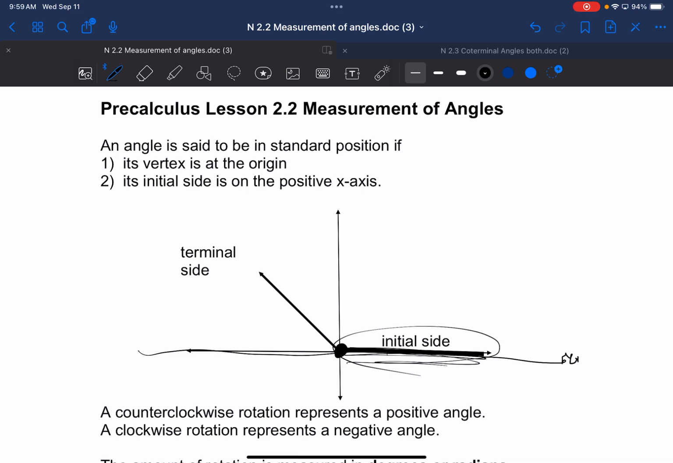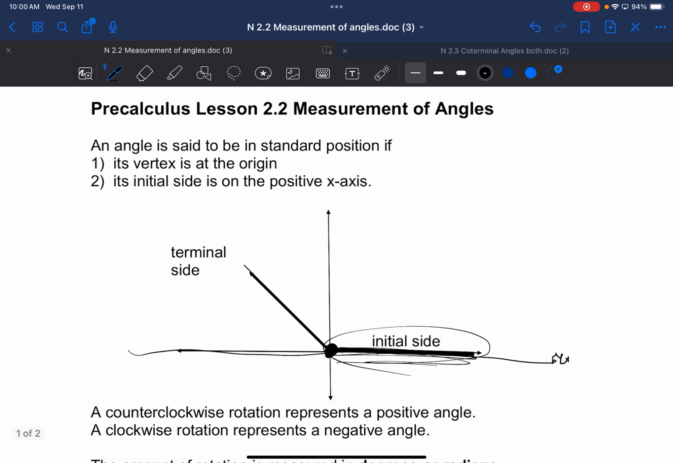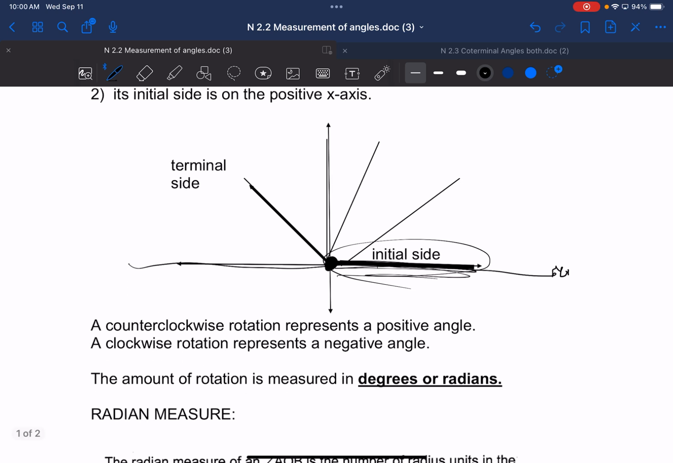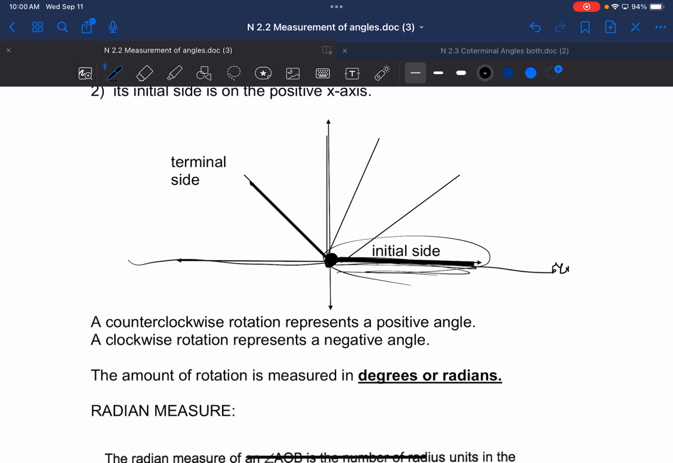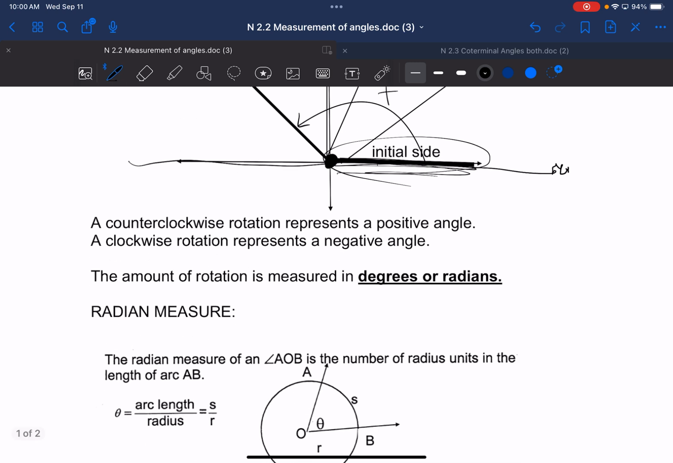Your terminal side is just this other line, wherever it may end up. Okay? That line could be here, it could be here, it could be here, but that's your terminal side. All right? That's what's going to determine how big your angle is. If you have a counterclockwise rotation, this is going to be a positive angle. So if you start at your initial side and you go this direction, then it's positive. But if you start at your initial side and you go this direction, then that's going to give you a negative angle.